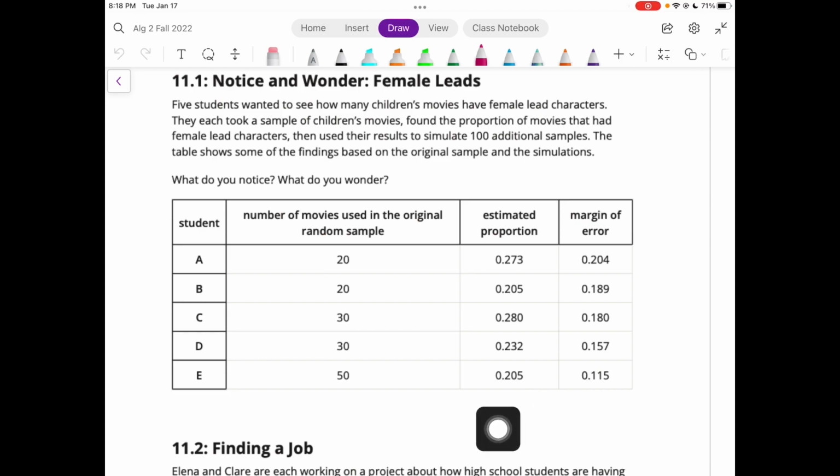What do we wonder? We have the estimated proportions. What's the actual proportion? Why are these margins of error different? And is there a reason that the more movies in the sample, the smaller the margin of error? Does that mean anything?